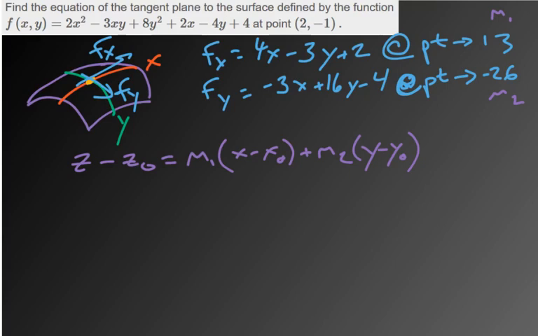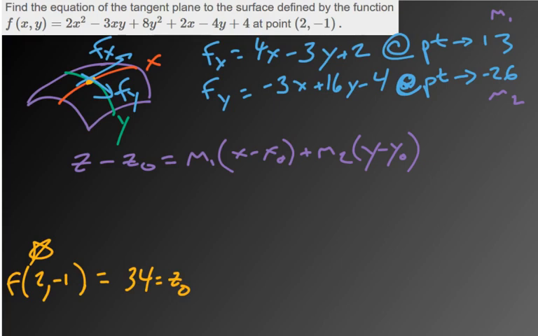Right? The x naught, y naught, z naught are just the point, and then the M1 and M2 we've got now. And the only thing we basically need is to know what the z value is at this point. So you have to go and do f of 2, negative 1. I just did it out before, but it's just plug and chug. If you do that out, you should get 34. And so if you've got that, this is my z naught now.